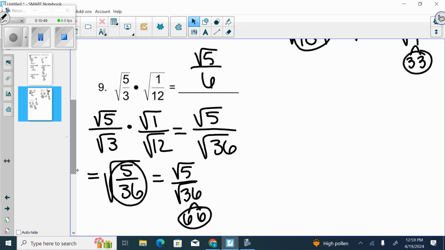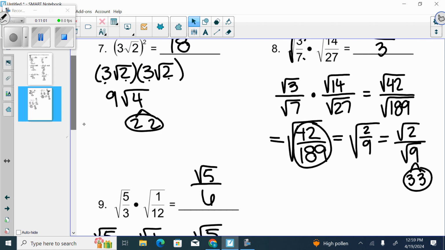Okay? I don't really like fractions. Yeah, the fraction ones are a little bit more work. But I did show you that step where you can simplify it if possible in your calculator, which makes it so that you're not having to simplify giant numbers like 42 and 189.